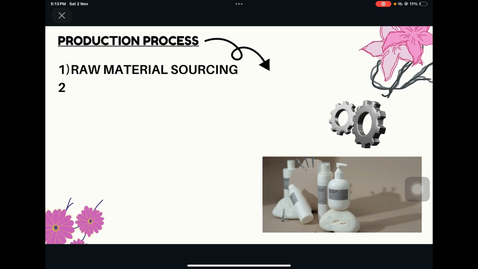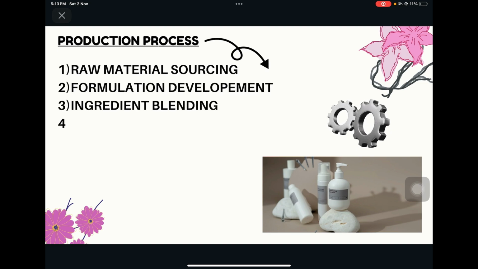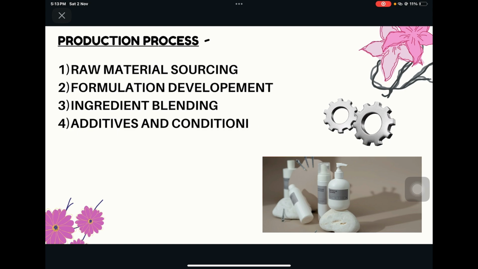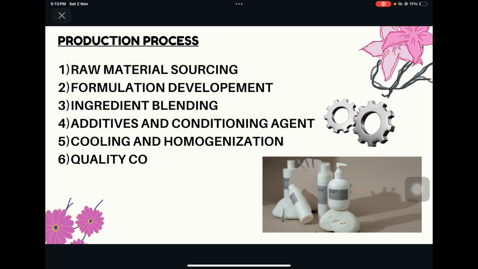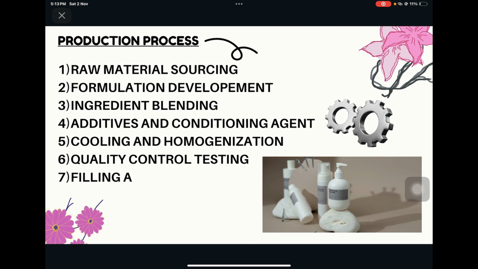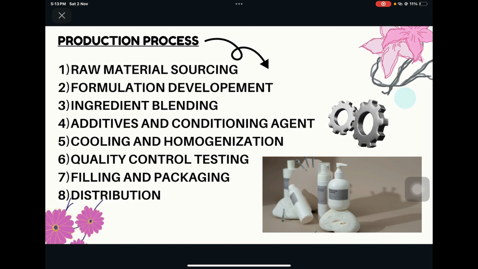Okay, this is the production process. Number 1 is raw material sourcing. Number 2 is formulation development. Number 3 is ingredient blending. Number 4 is additive and conditioning agents. Number 5 is cooling and homogenization. Number 6 is quality control testing. Number 7, filling and packaging. Number 8, distribution.